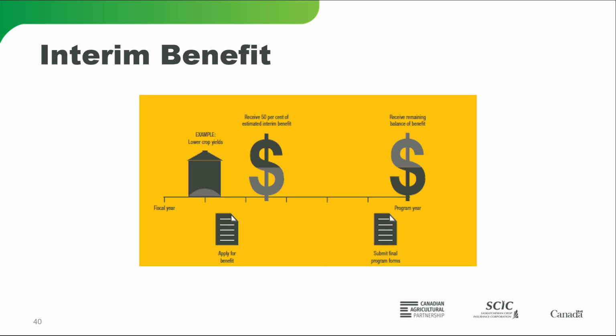Now, because it's calculated and based on an estimate of your final benefit, an interim amount, if there is a benefit calculated, 50% of that does get paid to you, the producer. The remaining benefit amount is paid when you submit your final program year forms, because that is a necessity for an interim benefit, and the information has been submitted and the file finalized, and then any additional benefit is sent to you, the producer, at that time.